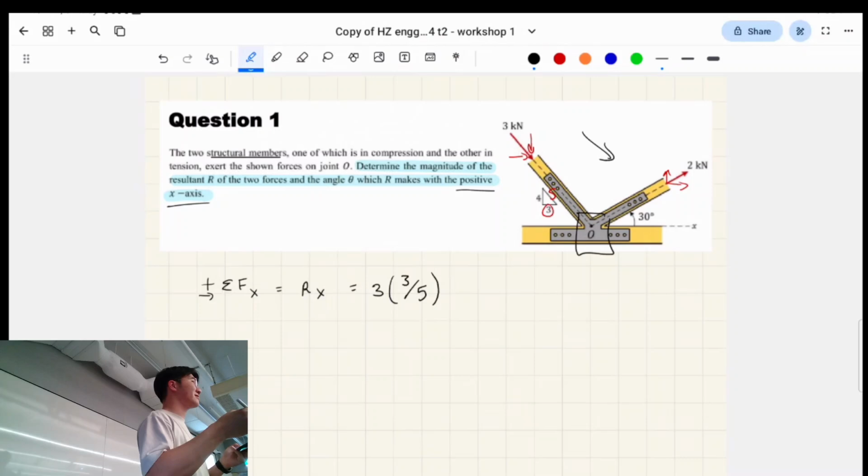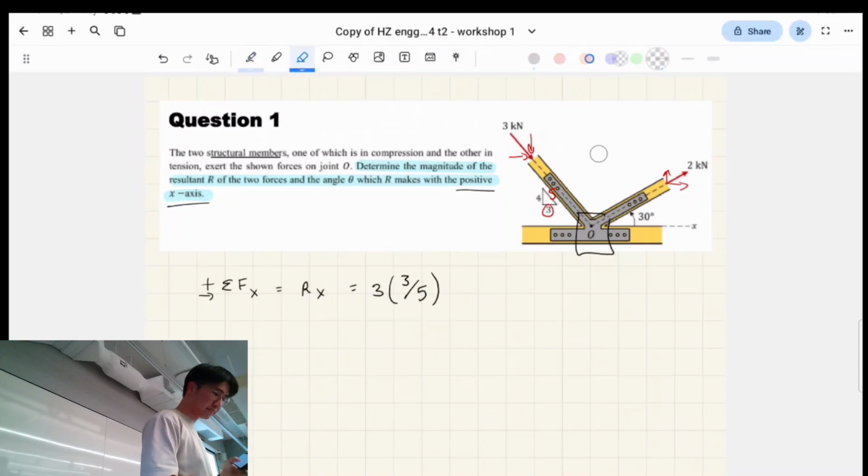Does that make sense? And the vertical component would be 80%, because it would be 4 over 5, since the hypotenuse has to be the biggest component. Anyway, so that's how it works.